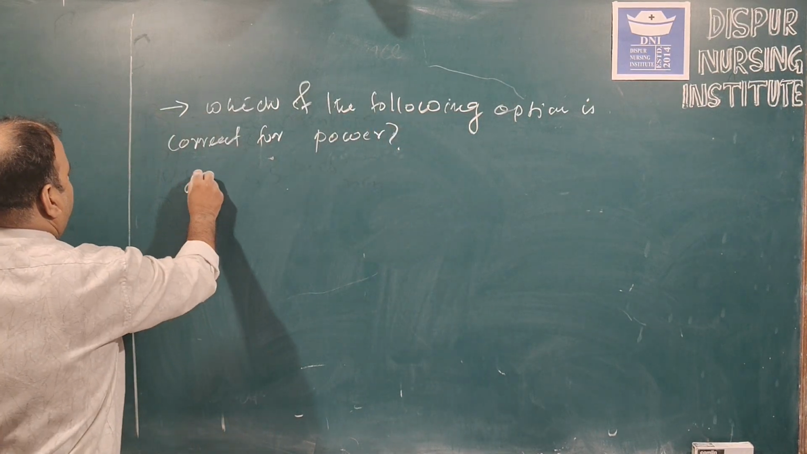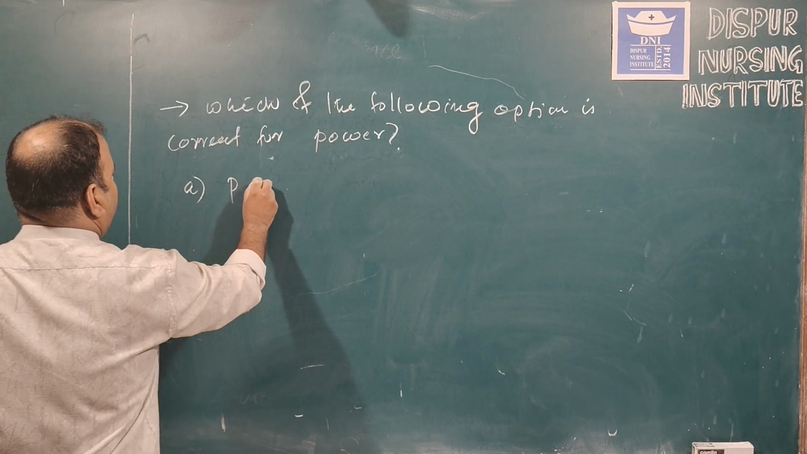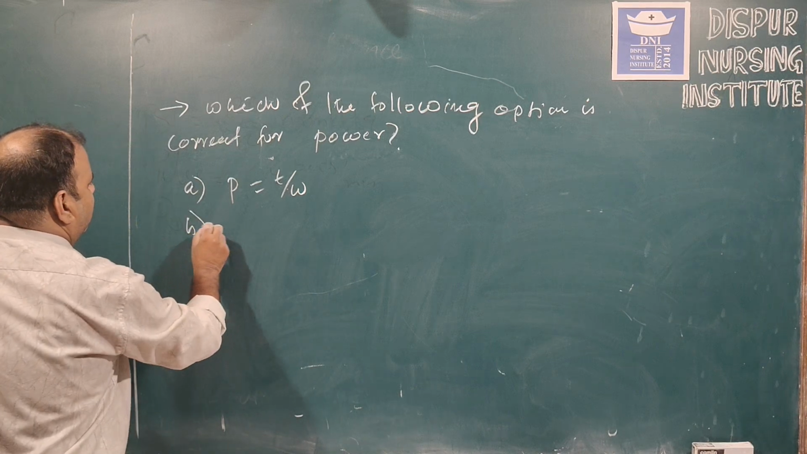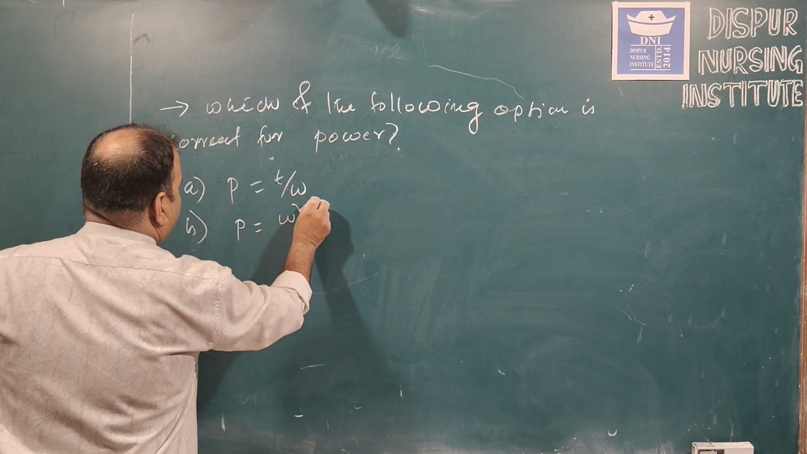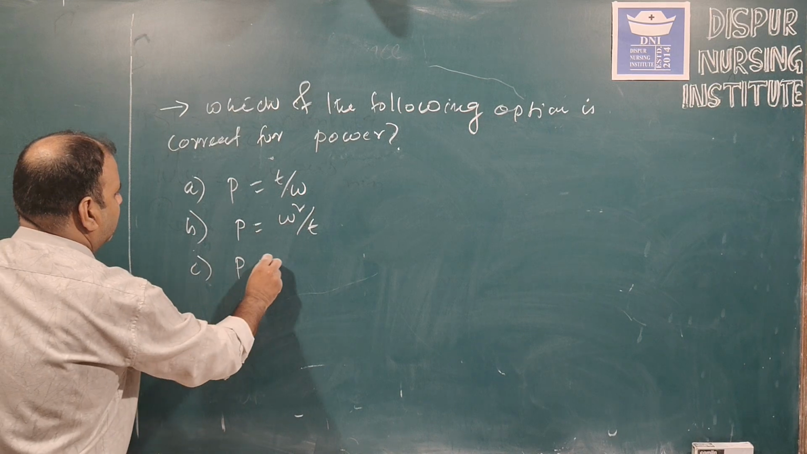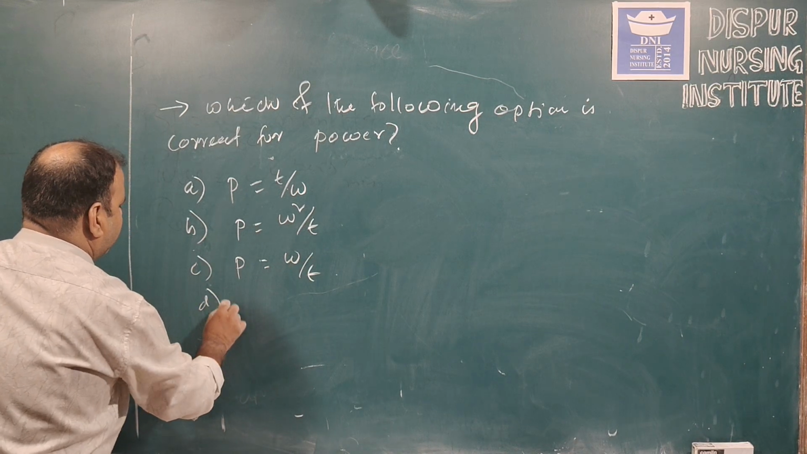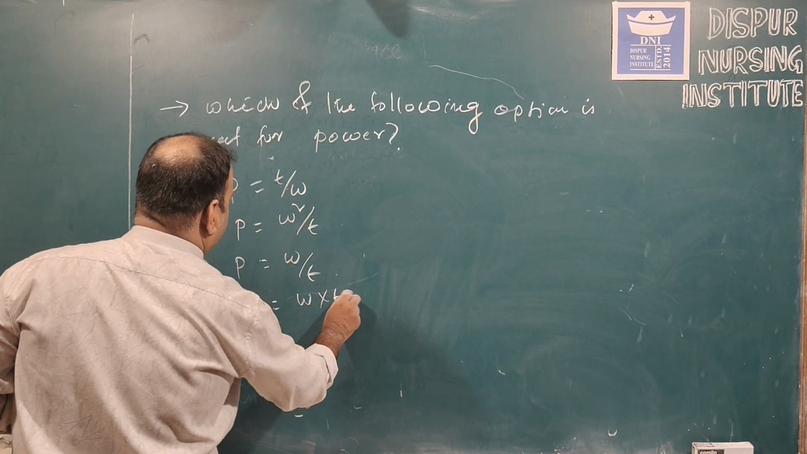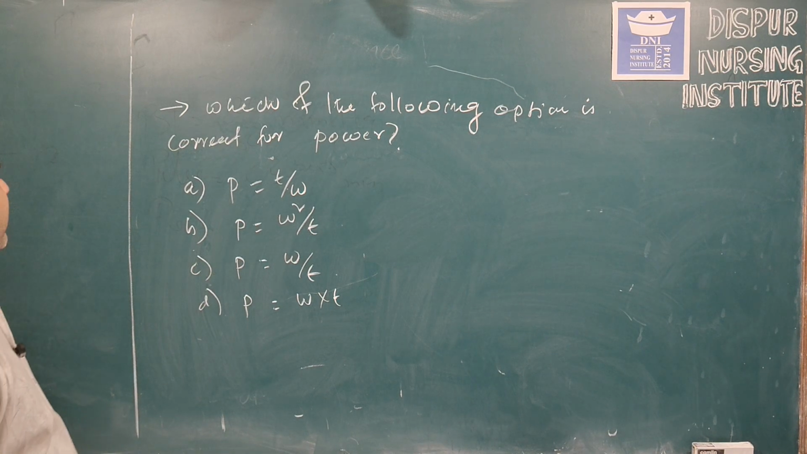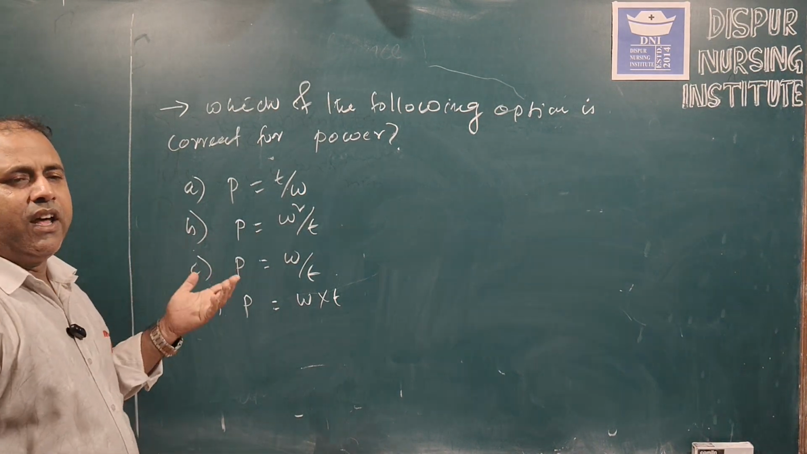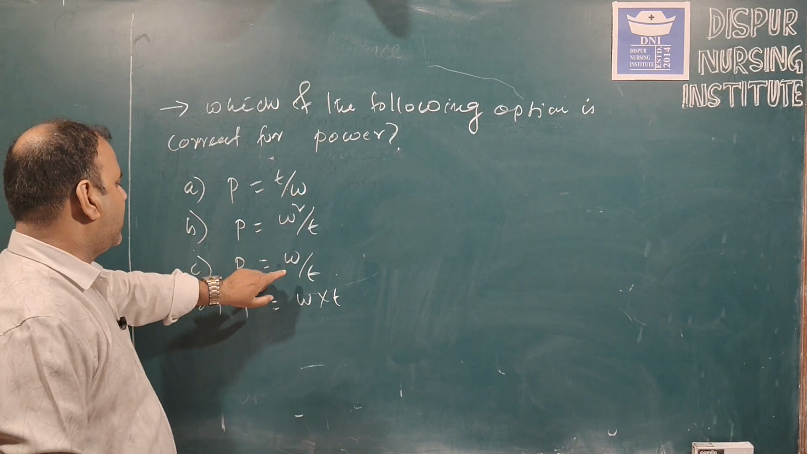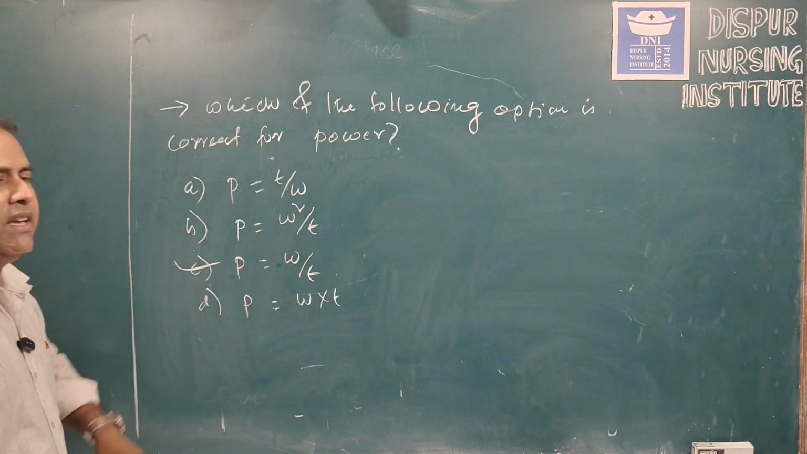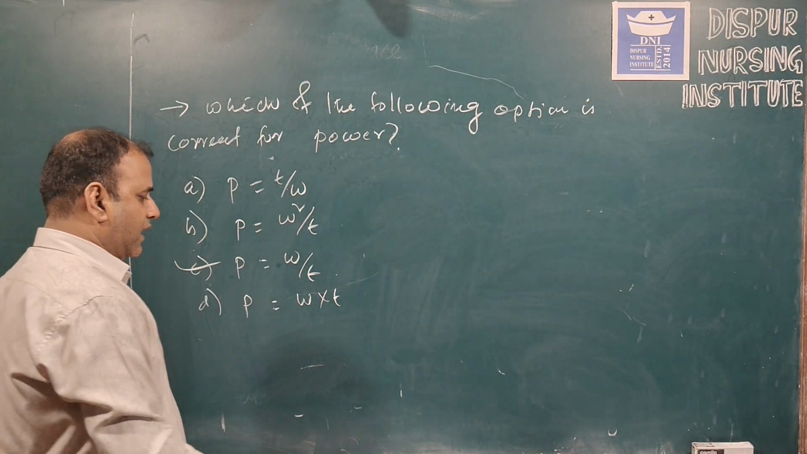Option A is given as P equal to T by W, B is P equal to W square by T, C is W by T, and D is W into T. So students, I have given this formula that power is equal to the rate of change of work done. So this is the rate of work done. So the answer will be C, that means the option P is equal to W by T. In this way we can also calculate.